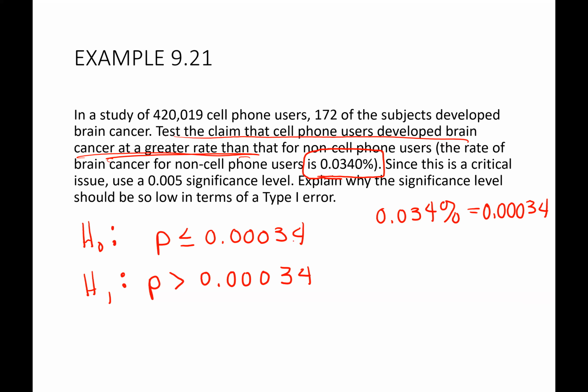Okay, so I am going to conduct a one proportion z-test using this information. P sub 0 is going to be 0.00034. Our sample, there were 172 out of a sample size of 420,019 that had brain cancer. So I'm going to plug all that in and see what happens.